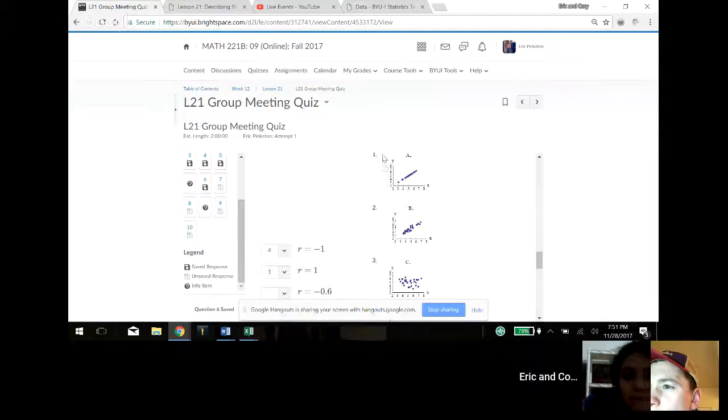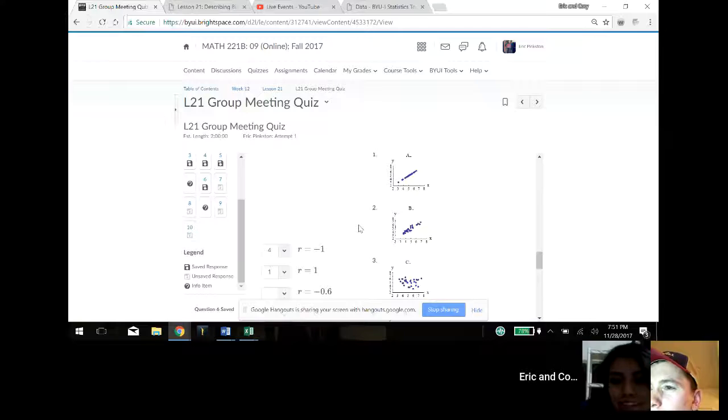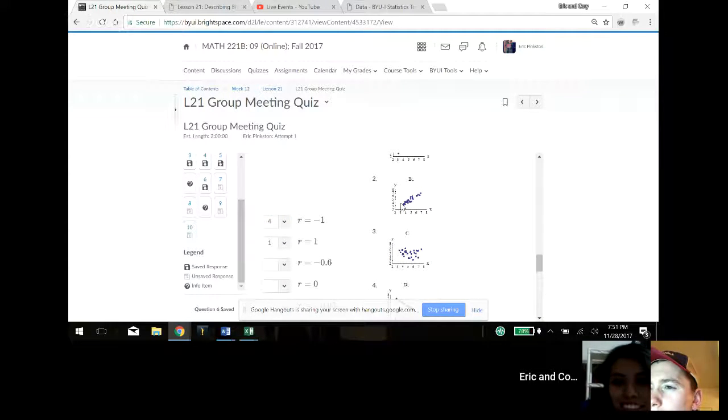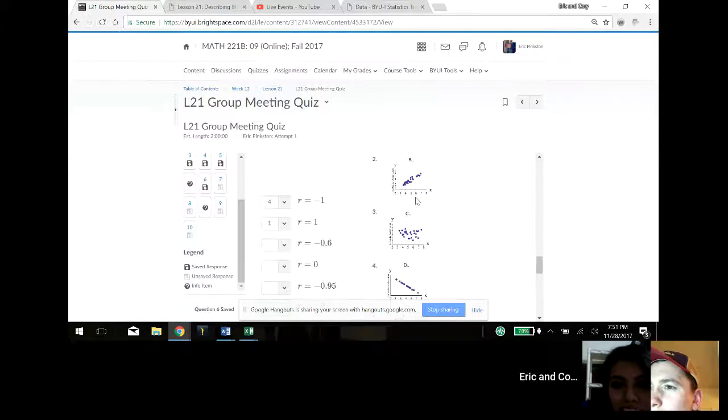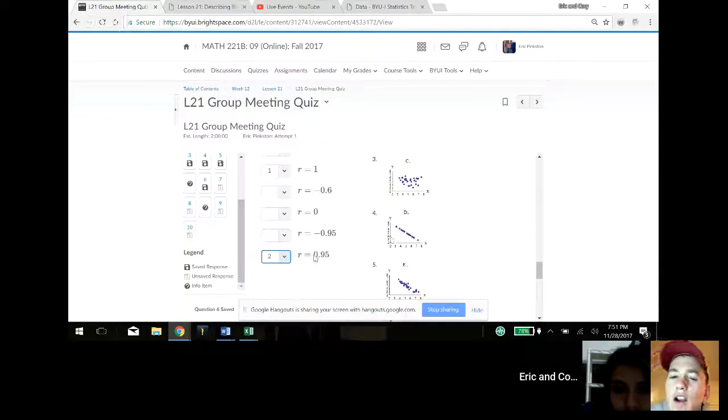Are you talking about this number 1? Yeah, I think this is r equals 1. I agree with you. Right. And then number 2 is r equals almost 1, 0.95. But I think it's positive, right? Yeah, it's positive, so it's 0.95.